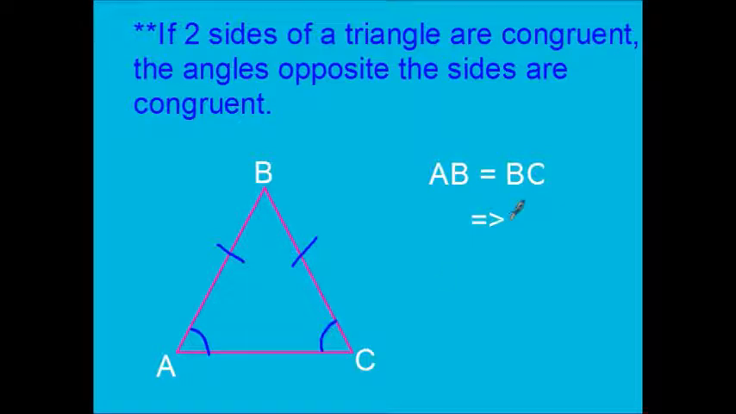So if we know the two sides are congruent, then we know those angles opposite, A and C, are going to be congruent. Now, a shorthand way of writing this theorem is going to be: if sides, then angles. And that's going to be our shorthand for this theorem right here. If we know the sides are congruent, then we know the angles are congruent.